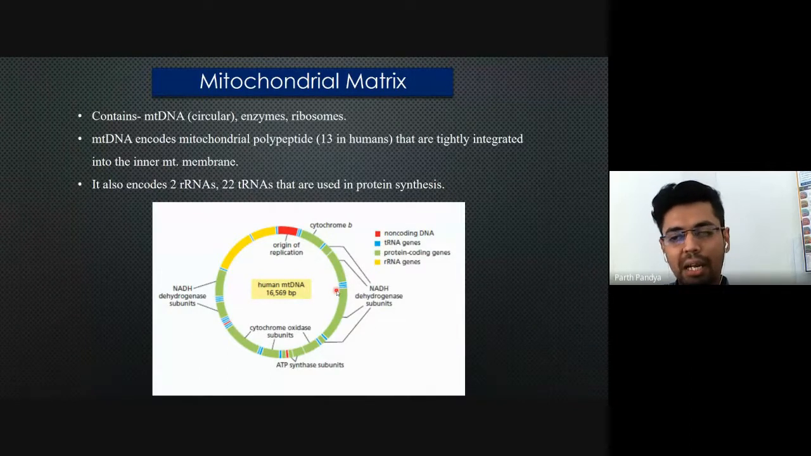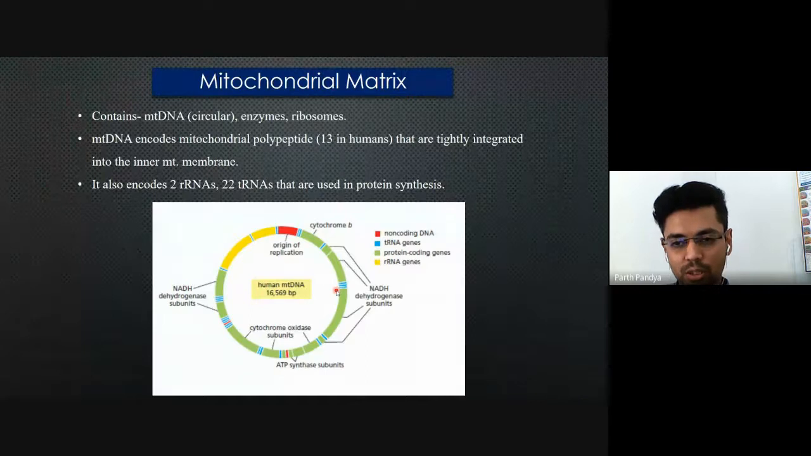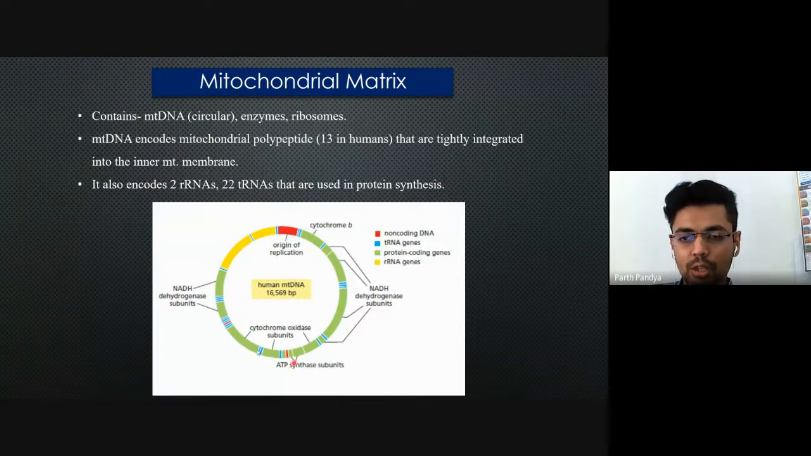For example, the NADH dehydrogenase subunits of complex 1 are encoded by the mitochondria itself. Likewise, the ATP synthesis subunits, and the cytochrome oxidase subunits in complex 3, complex 4 and complex 5, are also encoded by this mitochondrial DNA.